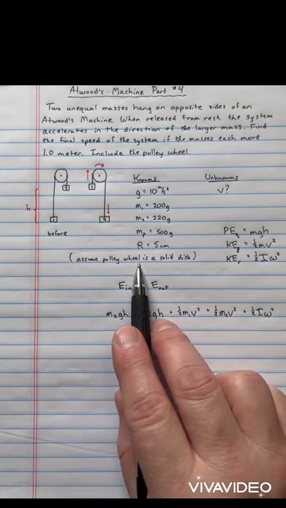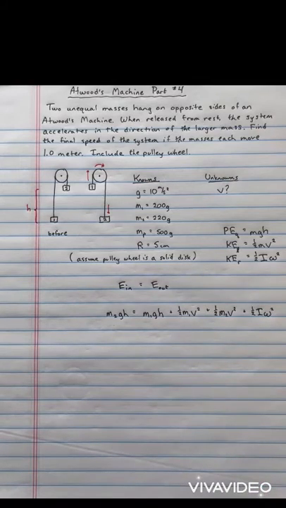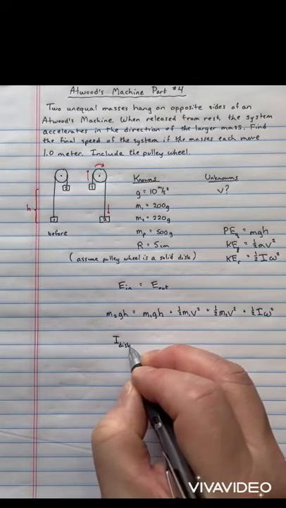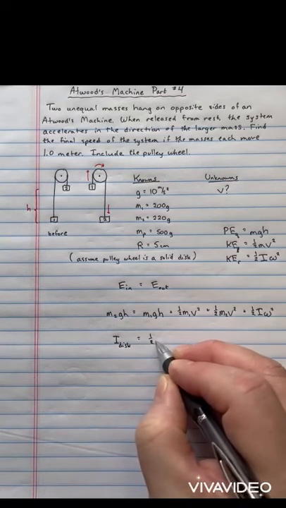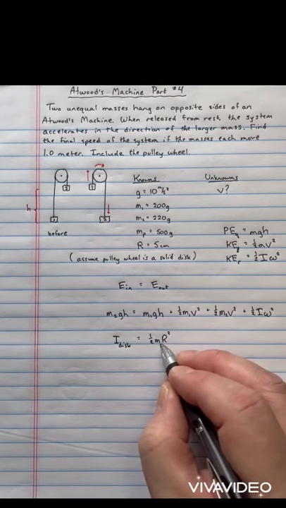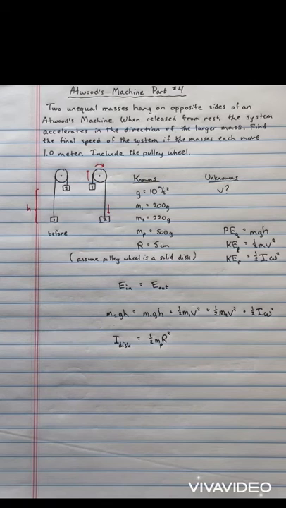We're going to assume the pulley wheel is a solid disk. If we assume the pulley wheel is a solid disk, then the formula for the moment of inertia of a solid disk is 1/2 mr squared. Now, I'm going to put a subscript little letter p on that mass to make sure that we know that that's the mass of the pulley wheel and not either of the other masses. Right? So we do have to distinguish that.